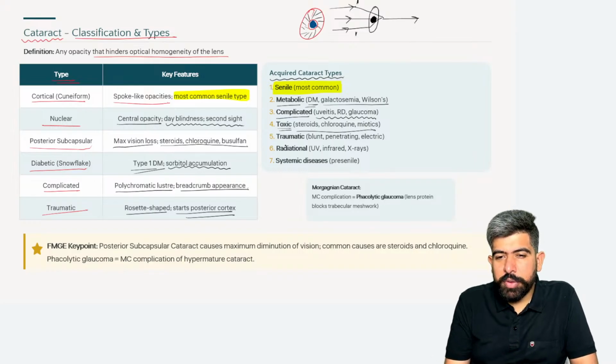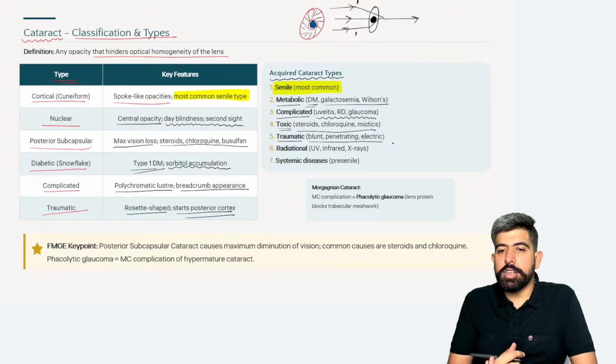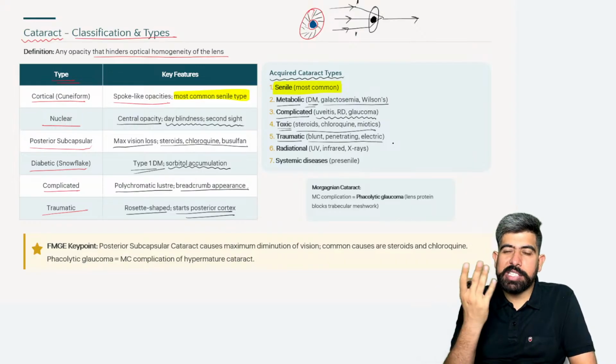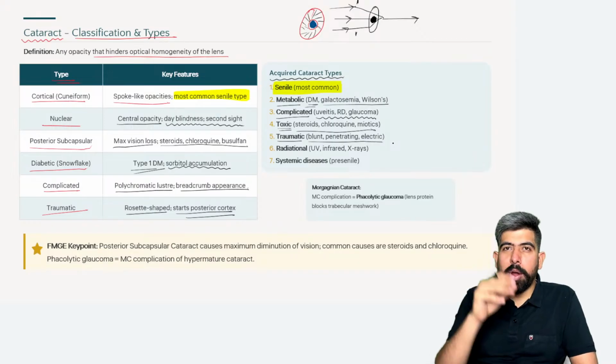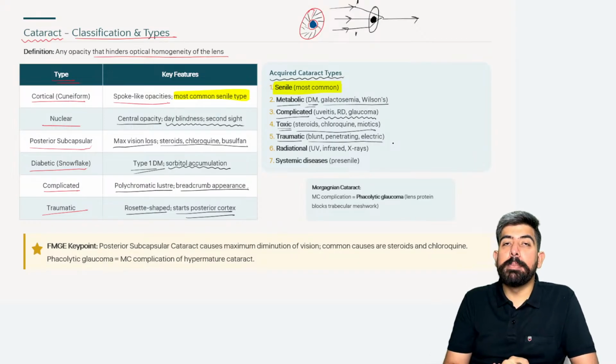The fifth one, we have the traumatic cataract. In the traumatic cataract, we have blunt, penetrating, or electrical. So we are going to find three types of trauma there. The first one is the blunt injury, like a fist injury, or we can say a cricket ball injury or tennis ball injury, that causes blunt injury.